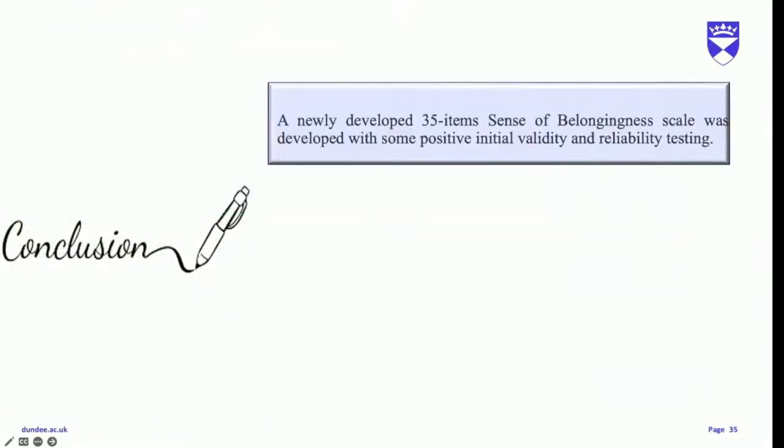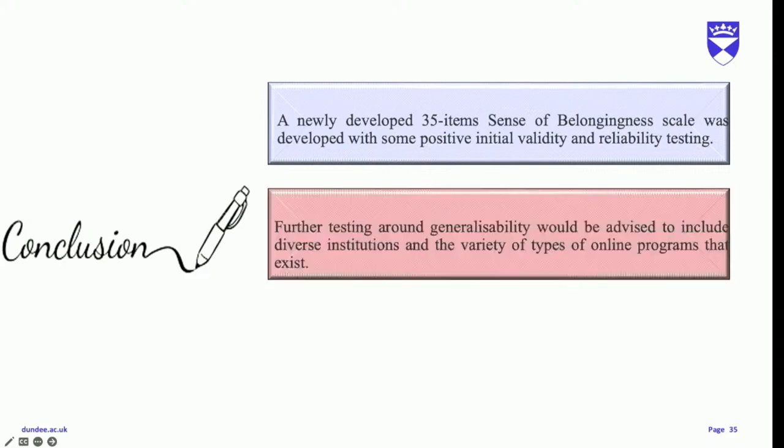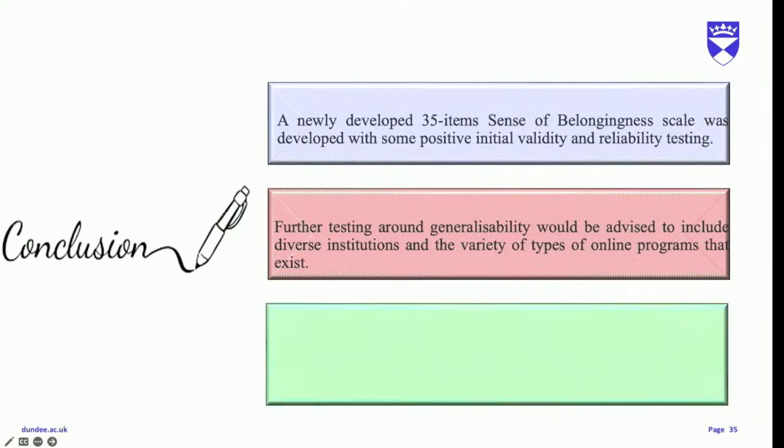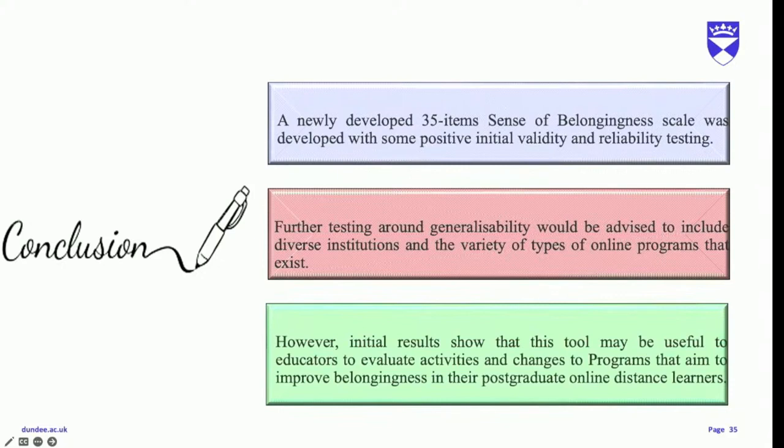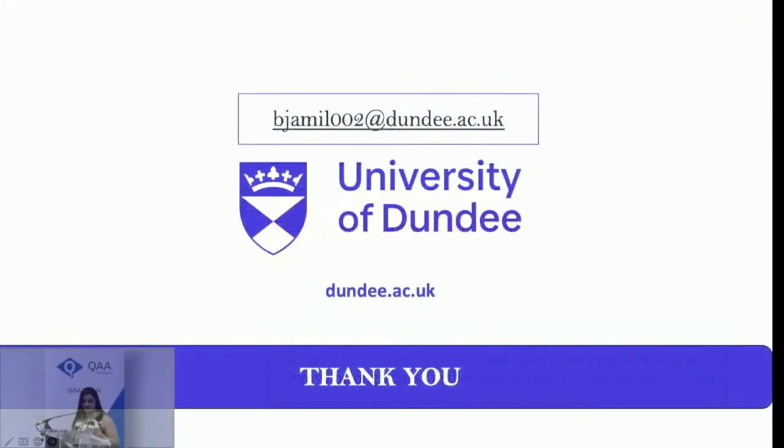The conclusion is that a newly developed 35-item sense of belongingness scale was developed with some positive initial validity and reliability testing. Further testing around generalizability will be advised to include diverse institutions and the variety of types of online programs that exist. However, initial results show that this tool may be useful to educators to evaluate activities and changes to programs that aim to improve belongingness in postgraduate online distance learning. Thank you very much.